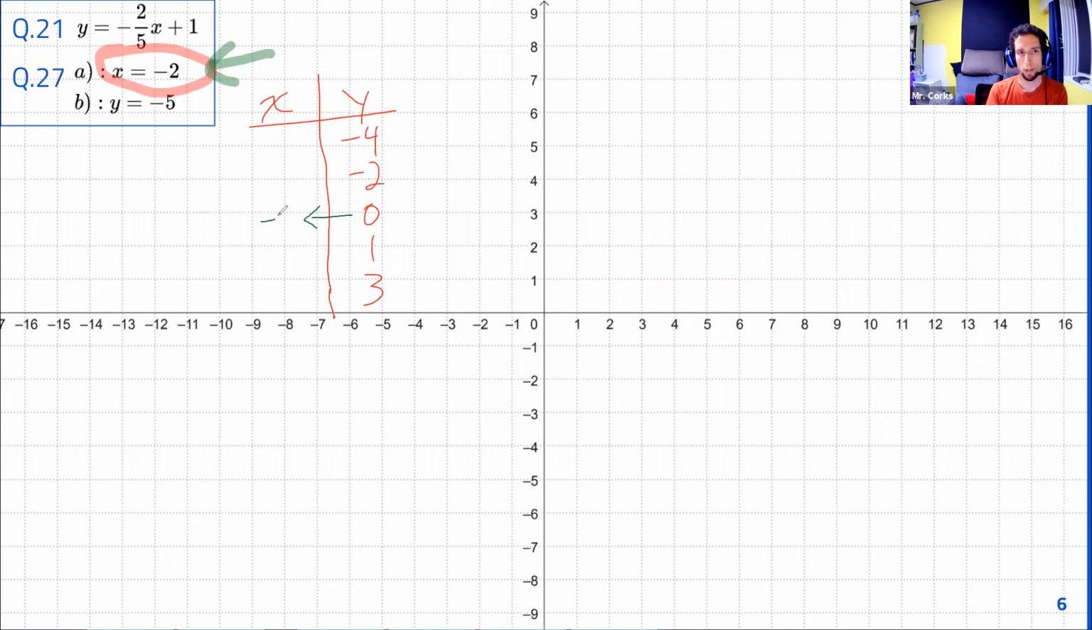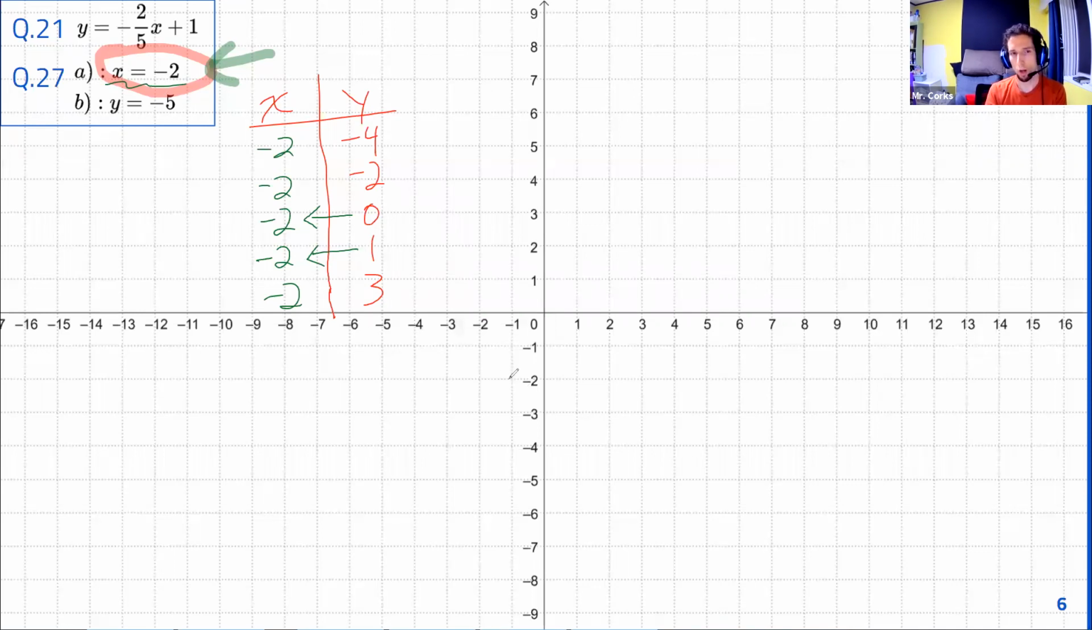-2. Why? Because x is -2. X must always be -2. It cannot be anything else. It's not depending on anything else. X is always -2. When y is equal to 1, what is the x value? -2. So there are no restrictions on y, but on the other side, we have an extreme restriction on x. X must be -2. There are no other options.